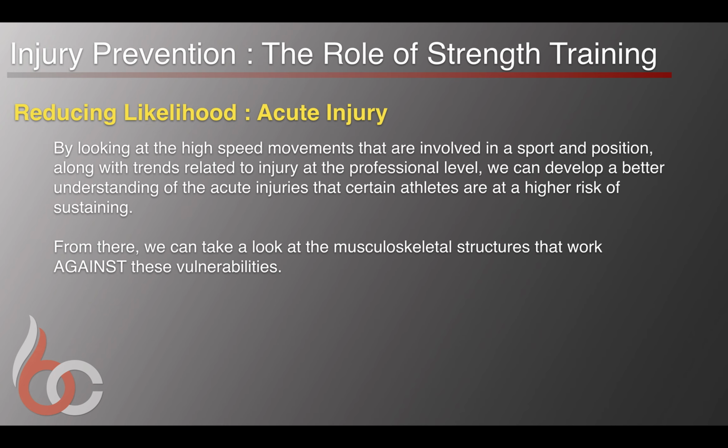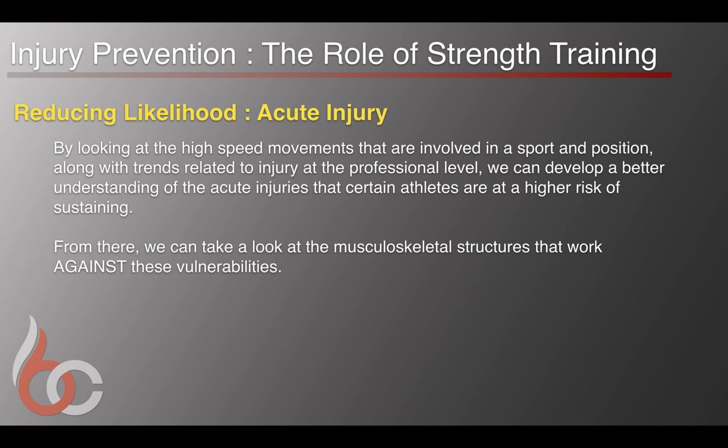When we are talking about reducing our likelihood of an acute injury, we really want to start looking at the high-speed movements that are involved in our particular sport and our particular position. And then we want to look at some of the injury trends that are happening at the professional level. And we can look at people who play our sport and play our positions at the professional level, and we can see some of the most common injuries happening. We can see the ACL tears in basketball players and soccer players, and the Achilles tendon ruptures in sprinters and basketball players. And when we see these things, we wonder about what's causing them.